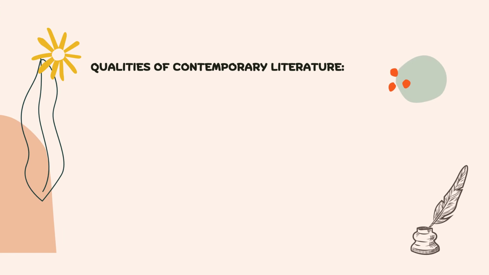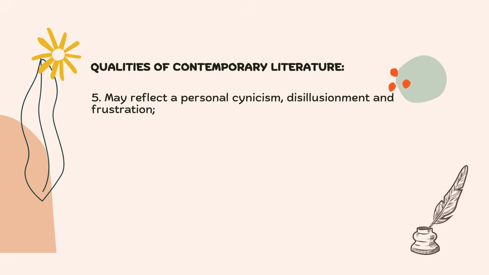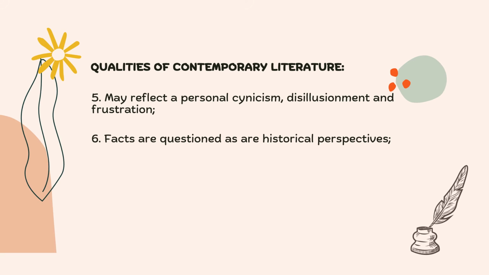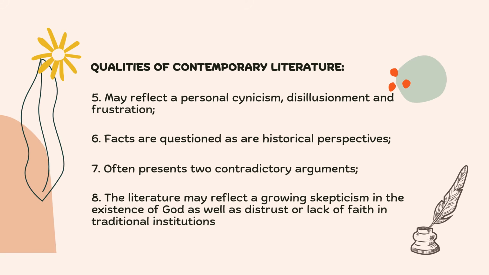In addition, contemporary literature may reflect a personal cynicism, disillusionment, and frustration. Facts are questioned, as are historical perspectives, it often presents two contradictory arguments, and the literature may reflect a growing skepticism in the existence of God, as well as distrust or lack of faith in traditional institutions.